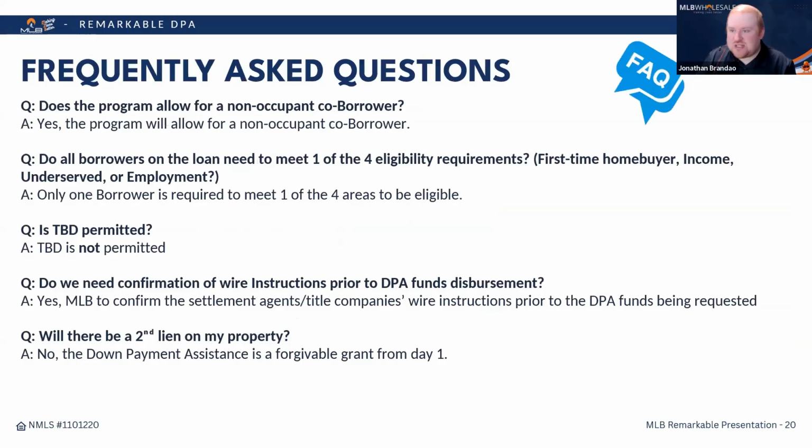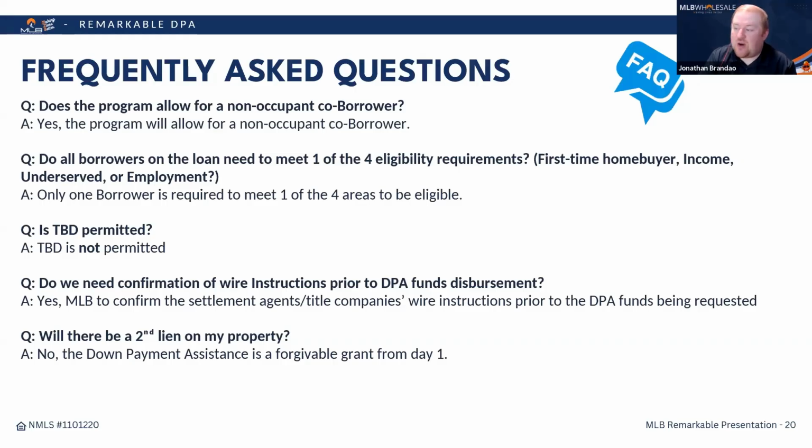So some frequently asked questions here I'll throw up on the screen. Once I'm done with these, if you have any additional questions, feel free to throw those into the chat box. But I'm just going to go through some of these as we wrap things up. Does the program allow for non-occupant co-borrowers? Yes, it does allow that. We follow regular HUD guidelines on non-occupant co-borrowers. As I mentioned earlier, only one borrower has to meet one of those 4 categories in order for us to proceed. To be determined properties are not permitted on this specific program.